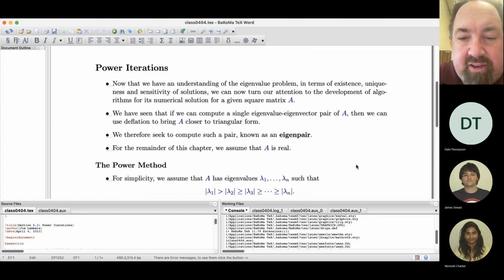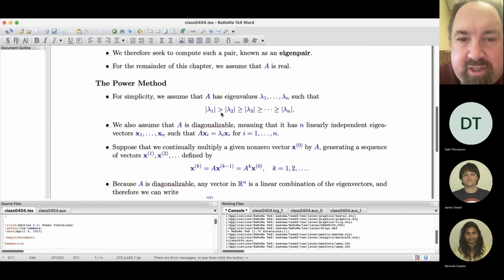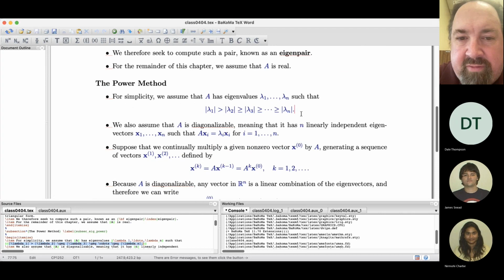Okay, so for our first approach to computing an eigenpair, we're going to make this assumption about the eigenvalues. So lambda 1 is customarily used to refer to the largest eigenvalue in absolute value, and then lambda 2, lambda 3, and so on. But notice here we have a strictly greater than between lambda 1 and lambda 2, and greater than or equal to for all others. So we assume that there's some separation in magnitude between the largest eigenvalue and the second largest.